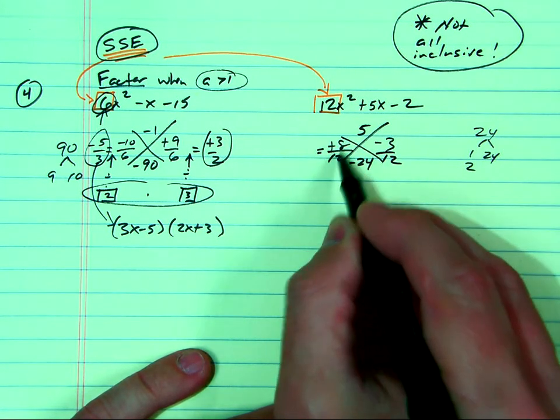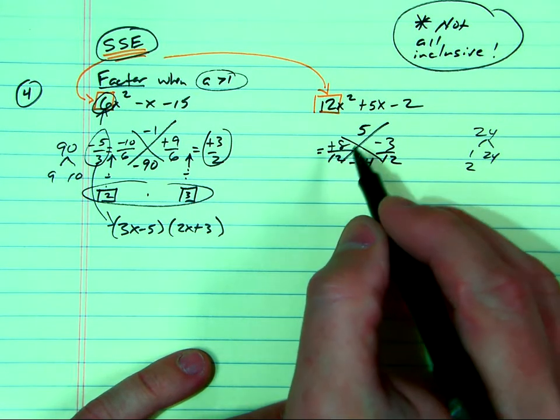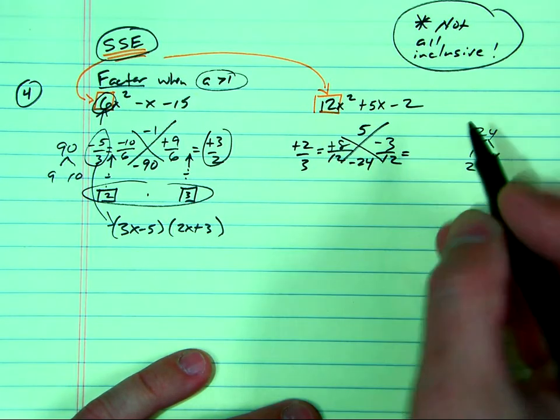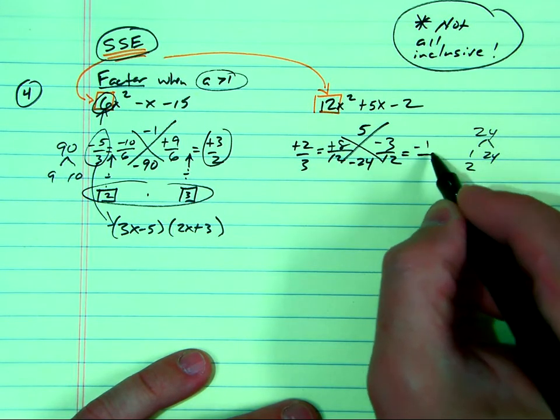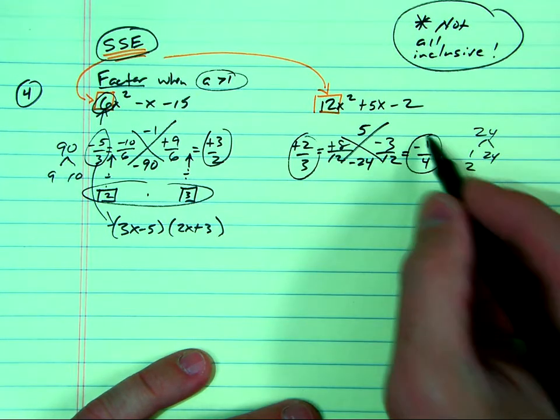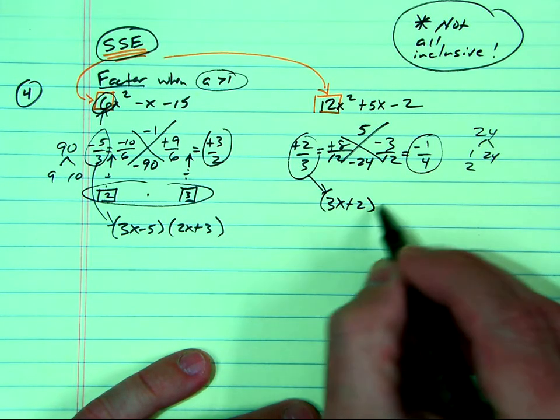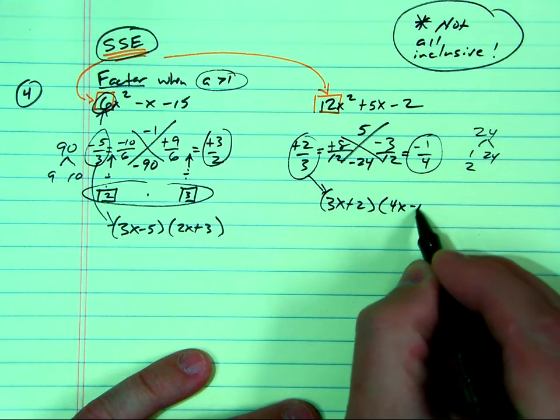What reduces? How does 8 over 12 reduce? What do I divide both fractions by? By 4. So that's plus 2 over 3. How about over here? What do I divide by? That's right. Minus 1 over 4. So I have my two fractions. I build my binomials. 3x plus 2. 4x minus 1. Easy peasy.